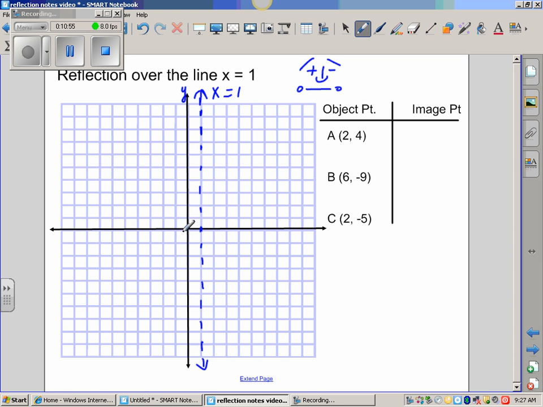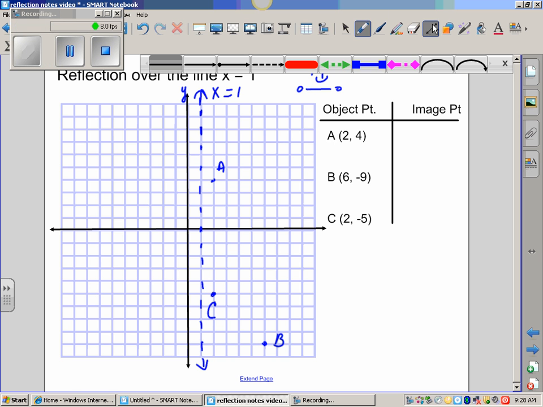2, 4 means go over 2. 1, 2, up 4. 1, 2, 3, 4. There's your A. B is 6, negative 9. Again, back to the origin. 1, 2, 3, 4, 5, 6, and then all the way down to 9. 1, 2, 3, 4, 5, 6, 7, 8, 9. There's your B. C is at 2, negative 5, back to the origin. 1, 2, 1, 2, 3, 4, 5.